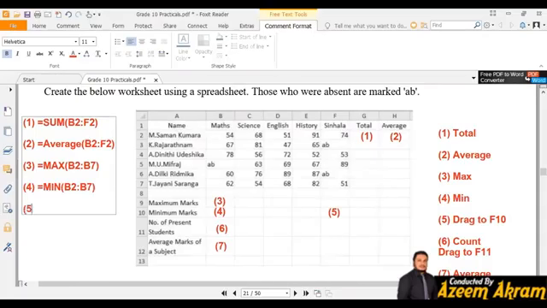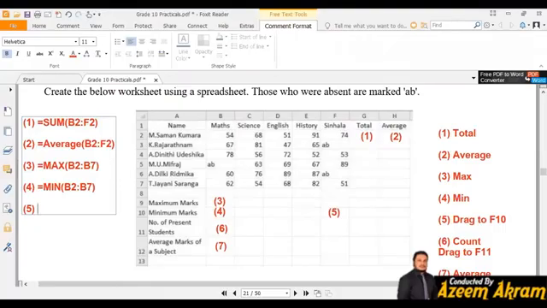Fifth one they are asking something different. They are asking count, drag to F10. So how do you do that? Drag to F10. Fifth one, drag to F10.